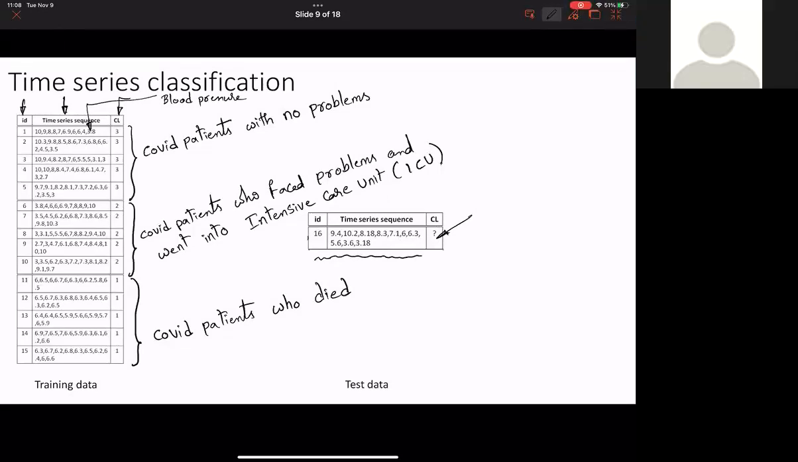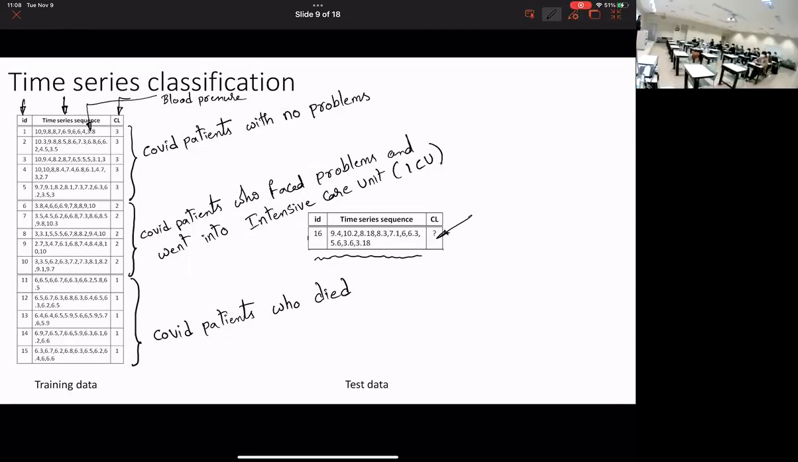Understood what a label means? A label is something that a human will provide. Is there anyone who doesn't understand the meaning of label? So this is the time series. I will say label is something that the user will provide. So here I am saying, if this kind of time series exists, then he is very fine.